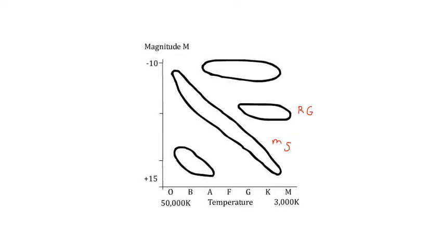Kind of the opposite of that, bottom left here, we've got our white dwarfs. Now they don't give off a lot of light because they're not very big. Their surface area isn't very big, but they are very, very hot. So they are our white dwarfs.